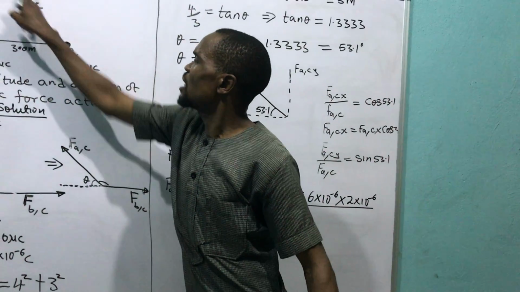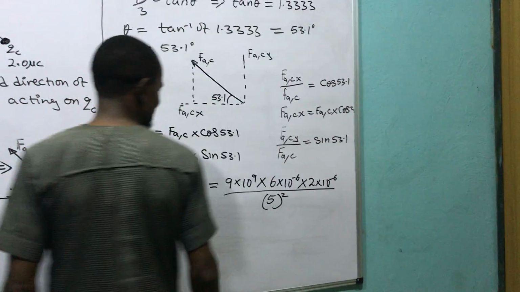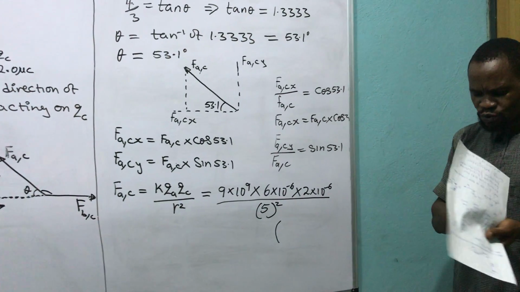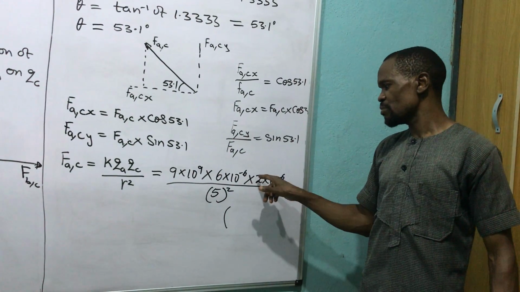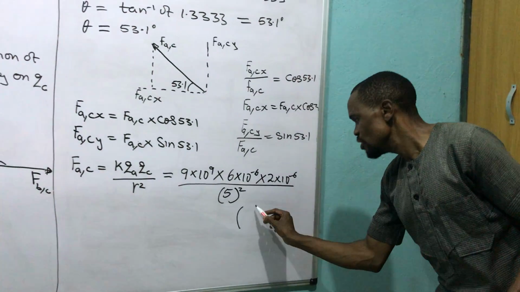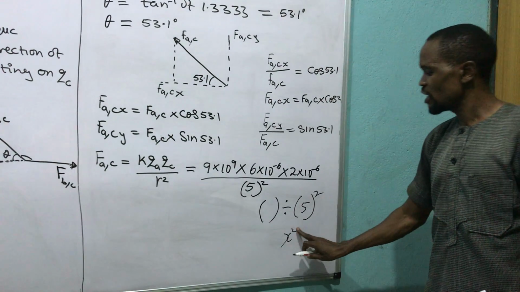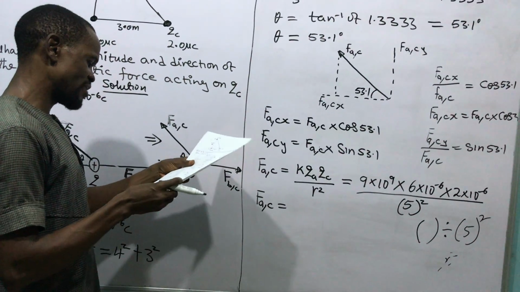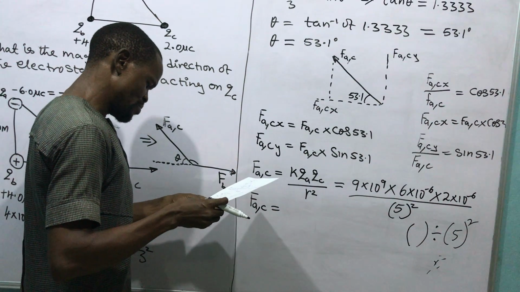What is the distance of separation? This and this, which is x, and that is 5 all squared. Then this is the time you bring out your calculator. You open bracket, you write 9, you press shift, log, 9, times, 6, shift, log, minus 6, shift again, 2 times 2, shift, log, minus 3, minus 6, close the bracket. Divide by 5. You press this in your calculator, press equals, and by the time you press equals you will have FA on C.